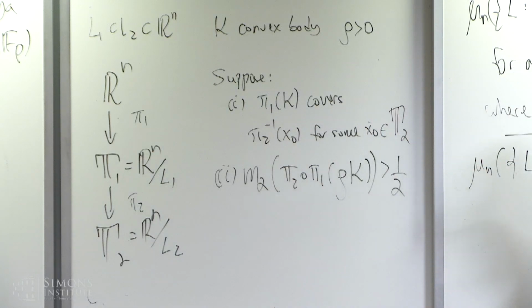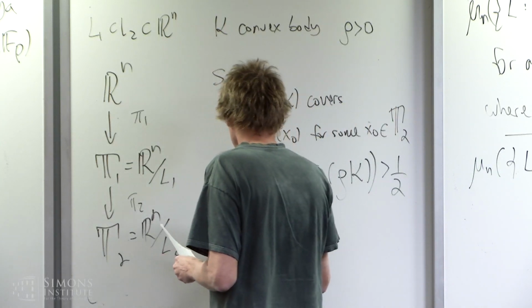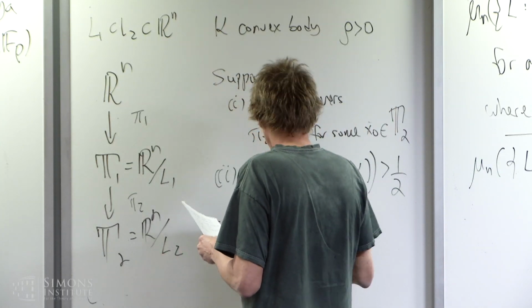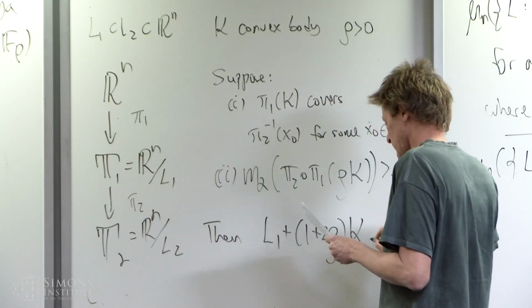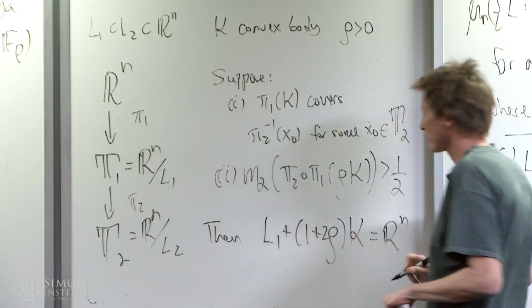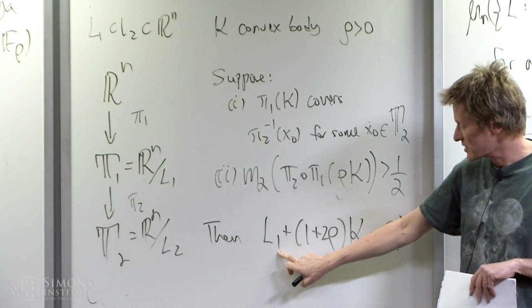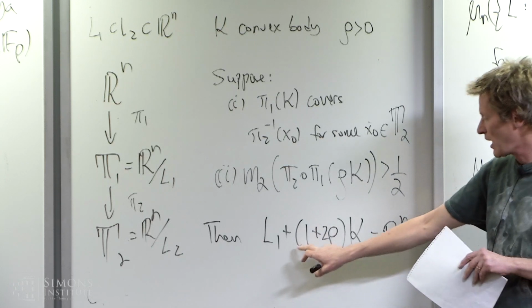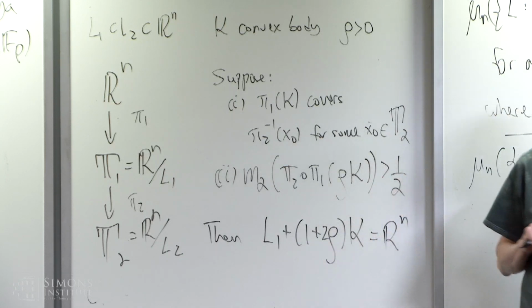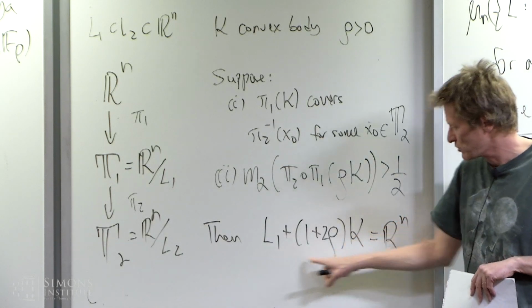Let me explain these two hypotheses. Let me write down the conclusion first. The conclusion is that the lattice L1 will give you a cover of space with your convex set K as long as you inflate K by a small factor. Think of rho as being a small number. Okay, so this is what you want to achieve.